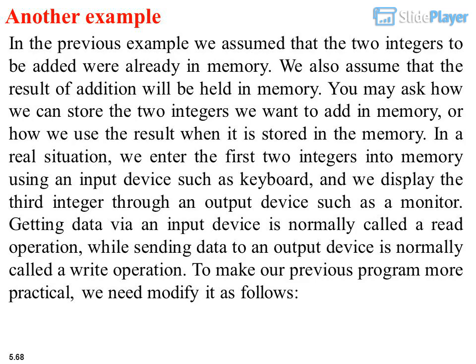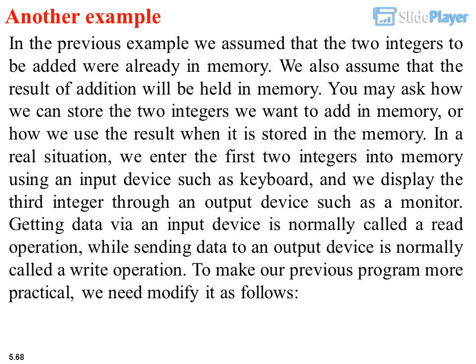Another example. In the previous example we assumed that the 2 integers to be added were already in memory. We also assume that the result of addition will be held in memory. You may ask how we can store the 2 integers we want to add in memory, or how we use the result when it is stored in the memory. In a real situation, we enter the first 2 integers into memory using an input device such as a keyboard, and we display the third integer through an output device such as a monitor. Getting data via an input device is normally called a read operation, while sending data to an output device is normally called a write operation.